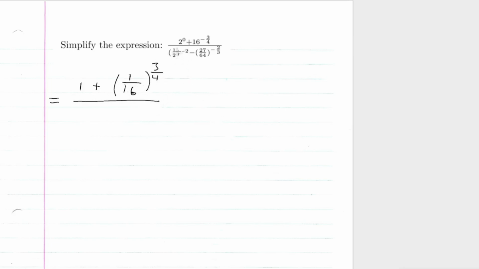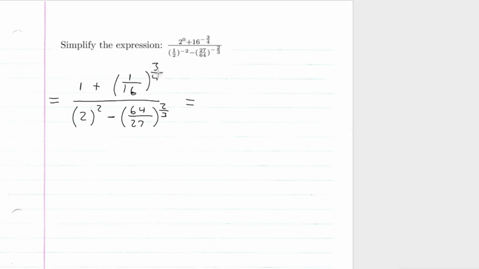Over, and then over here, the inverse of 1/2 is going to be 2 over 1, which is just 2, right? And then squared, minus, and then the inverse of 27 over 64 is just going to be 64 over 27, right? With the inverse, we just flip what we had originally, right? To the 2/3.